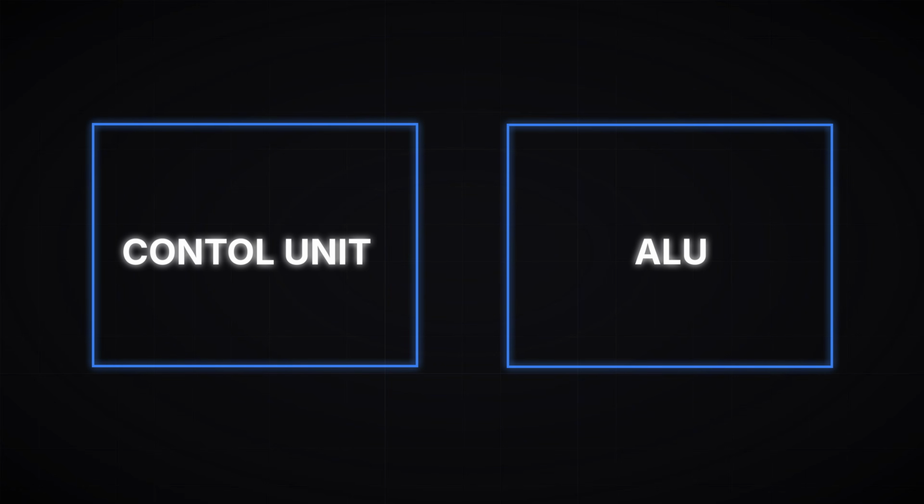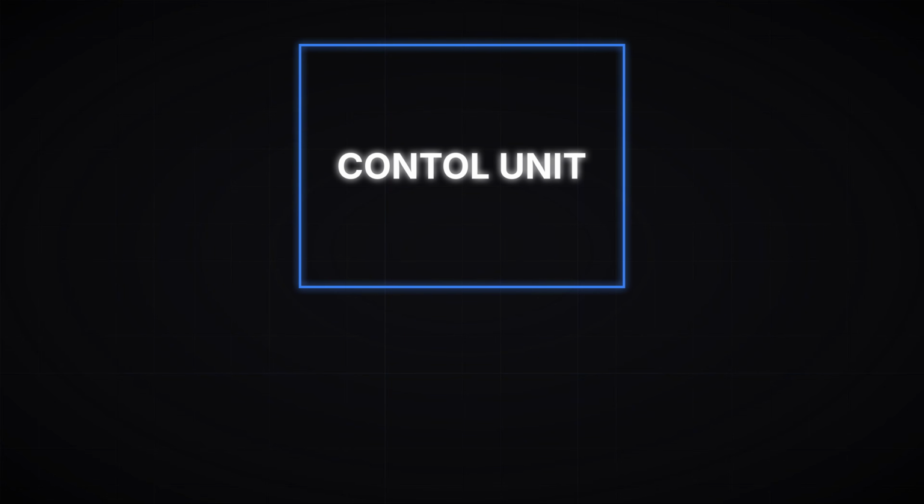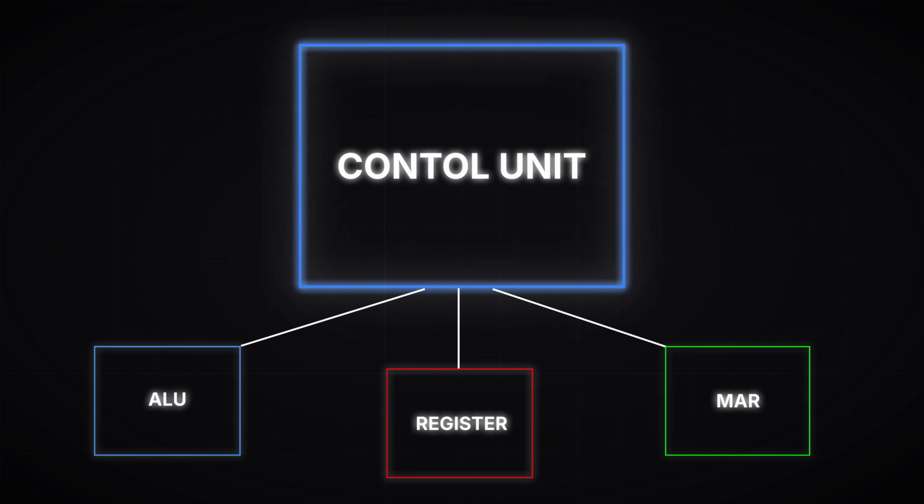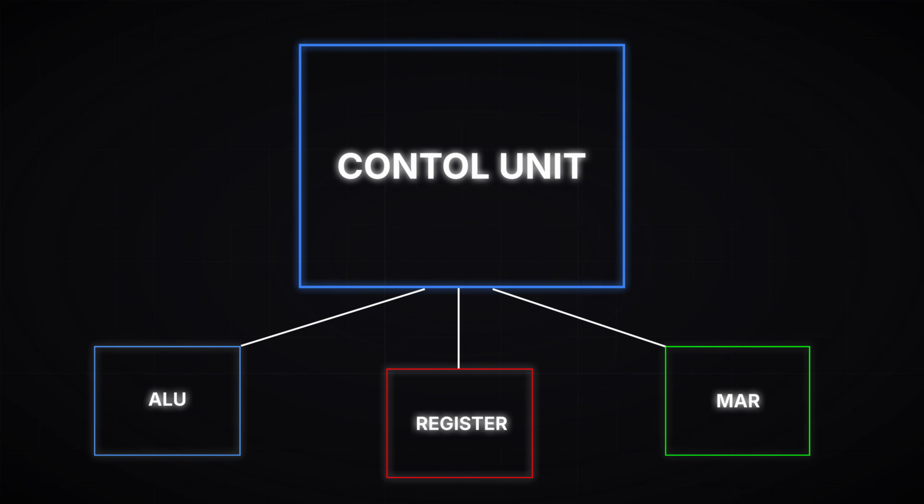And right next to it is the control unit. The control unit doesn't compute anything itself, it directs. It tells the ALU what to calculate, tells other parts where to store values, where to move data. The ALU can compute, the control unit can direct, but right now, neither of them is doing anything. Something has to kick it off.